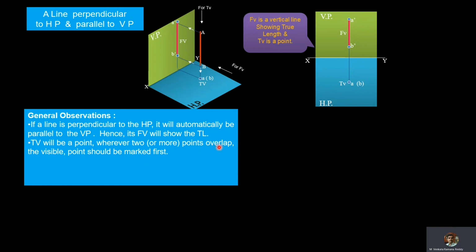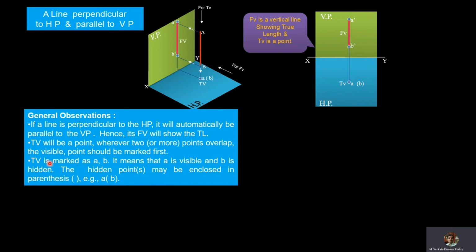Wherever two or more points overlap, the visible point should be marked first. Top view is marked as A, B. It means that A is visible, B is hidden. The hidden points may be enclosed in parentheses or brackets.